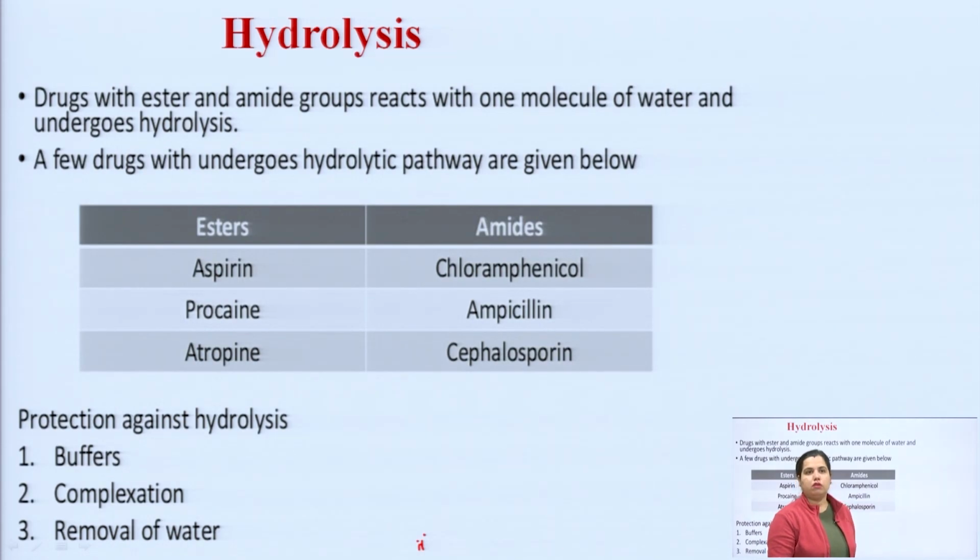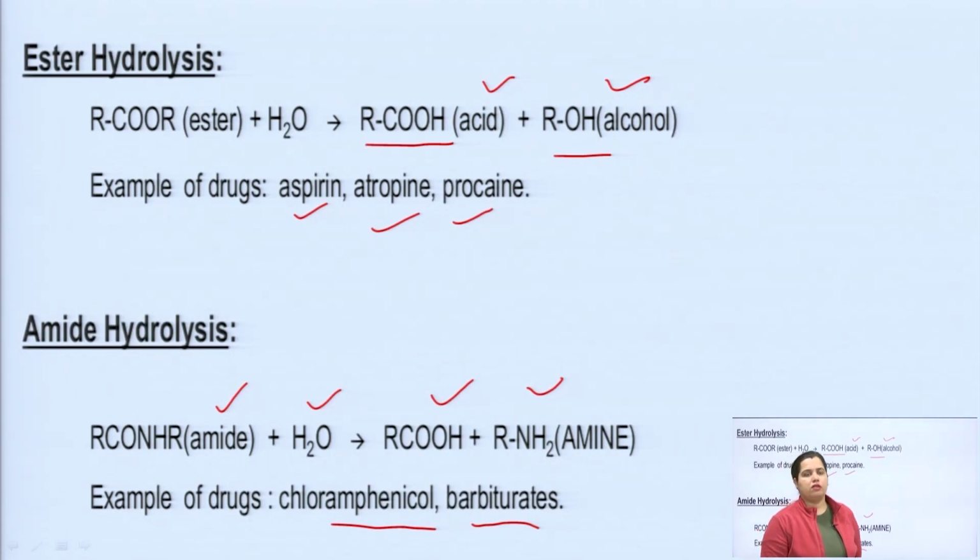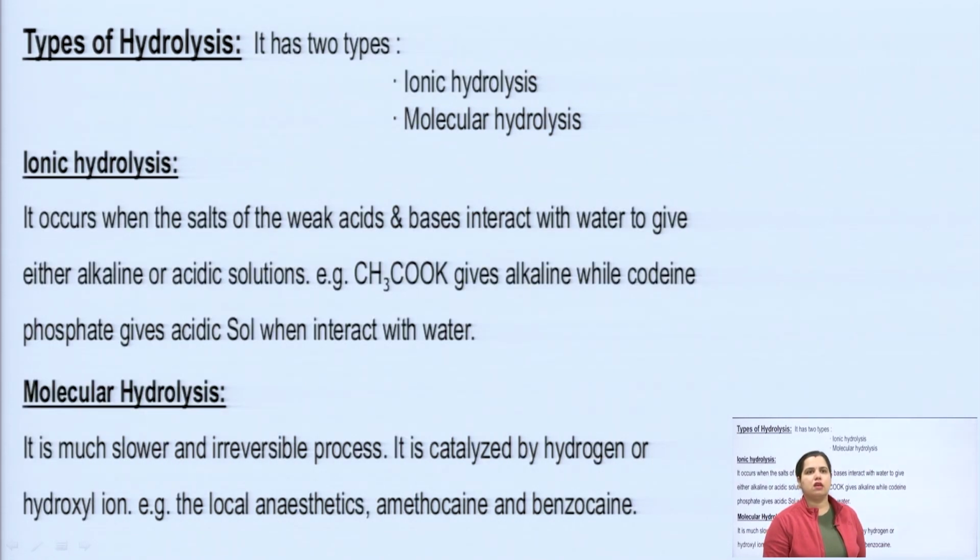Hydrolysis is the reaction with water molecules. Some drugs may be affected by hydrolysis. In these cases, buffers, complexation, and removal of water are the preventive measures which need to be adopted. Hydrolysis is of two types, ester hydrolysis and amide hydrolysis. Types of hydrolysis also include ionic and molecular hydrolysis.